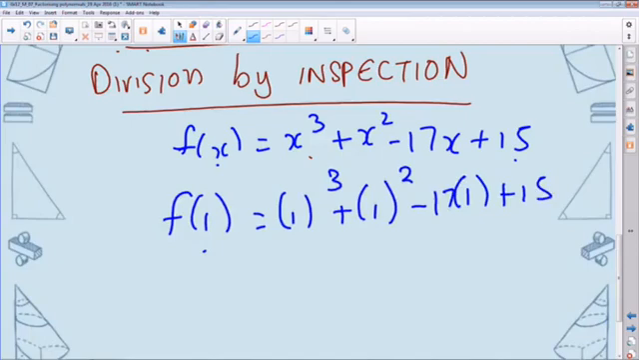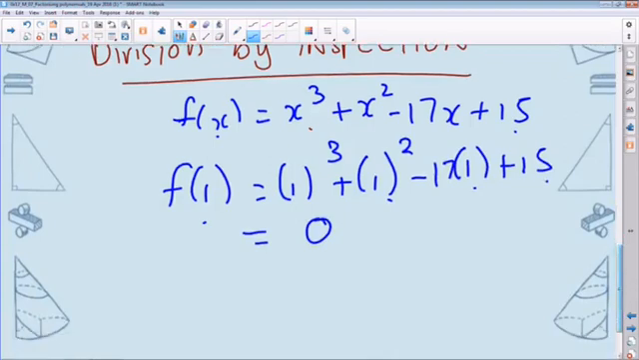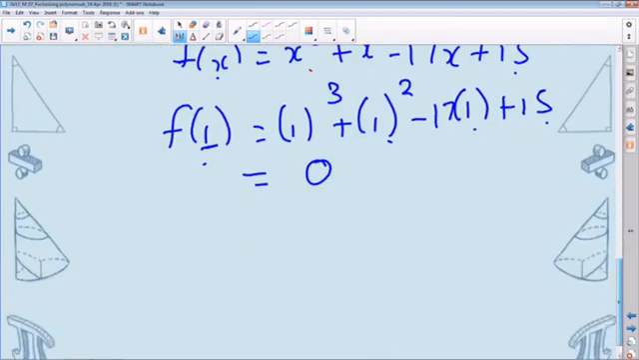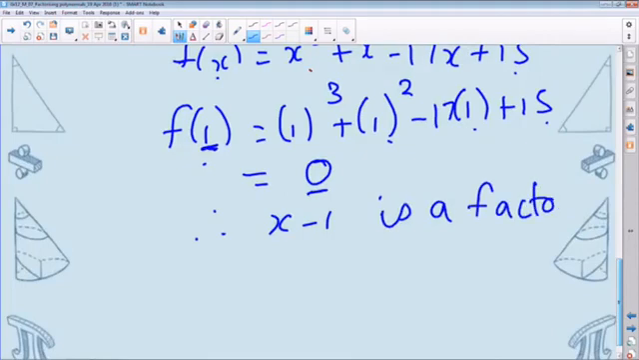All right, so I substitute 1 in. 1 plus 1 is 2. 2 minus 17 is negative 15. Negative 15 plus 15 is 0, and that's fantastic. So on the first go, we can see that 1 as a value for x gave us a remainder of 0. Therefore, we can say that x minus 1 is a factor of f of x.